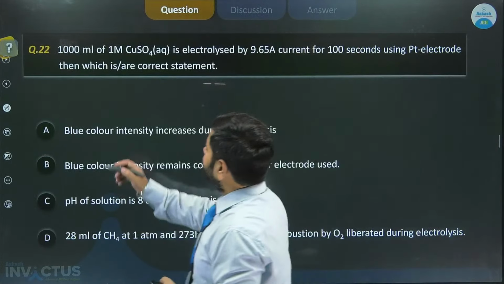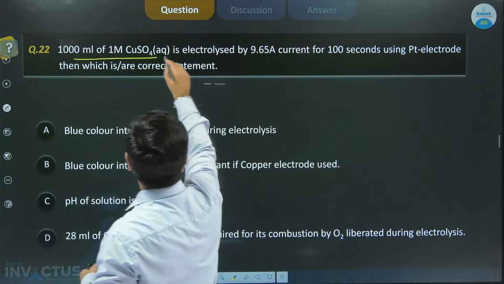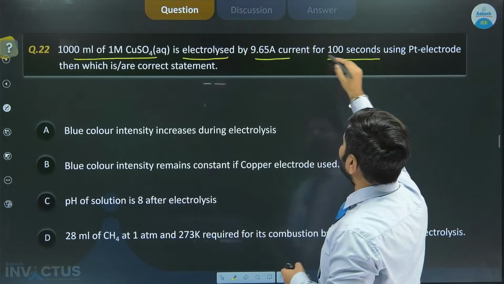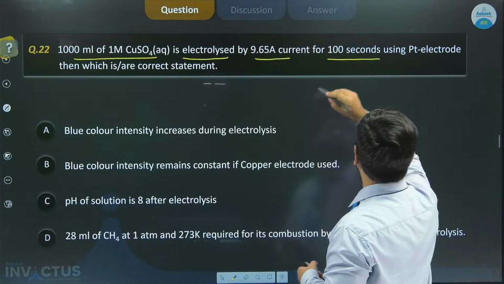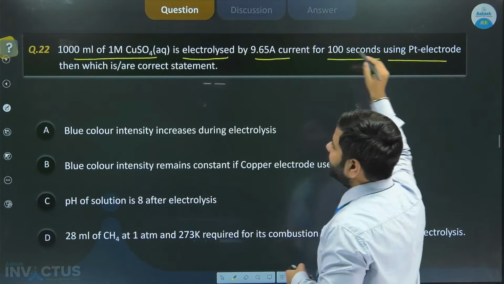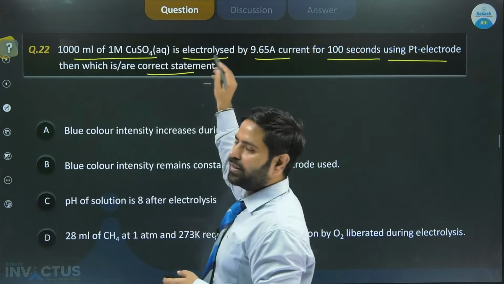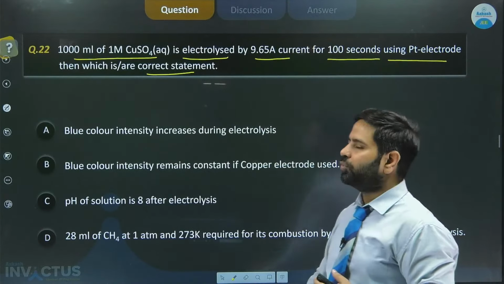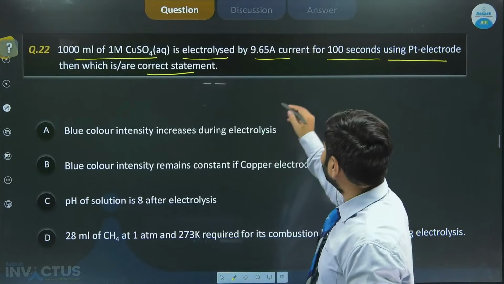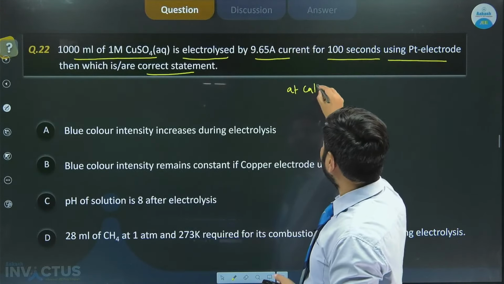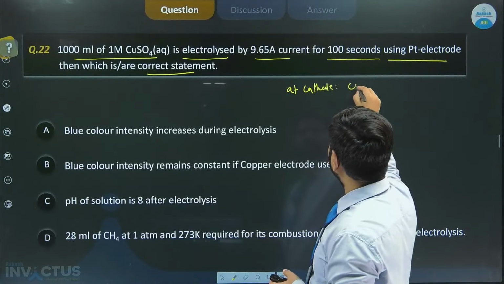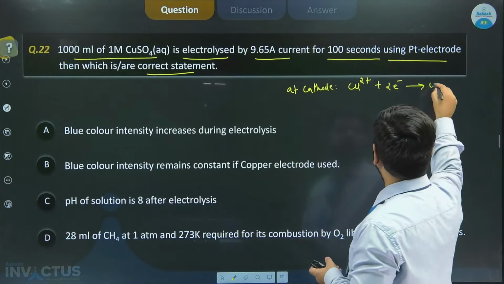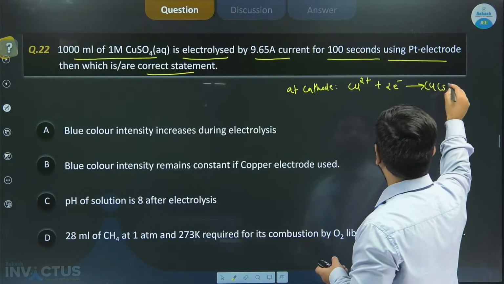Next question is 1000 ml of 1 molar CuSO4 is electrolyzed by passing a current of 9.65 ampere for 100 seconds using platinum electrode, and which of the following statements are correct? We have to choose. So what would happen when CuSO4 aqueous solution is electrolyzed? At cathode, the copper 2 plus ion will be reduced into copper solid.